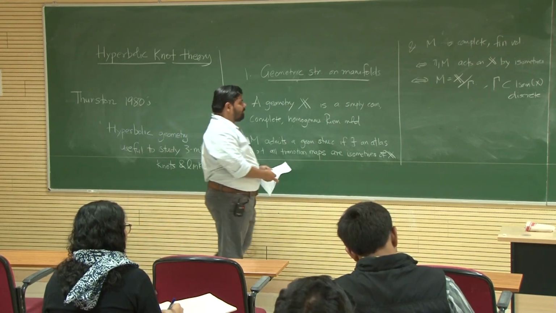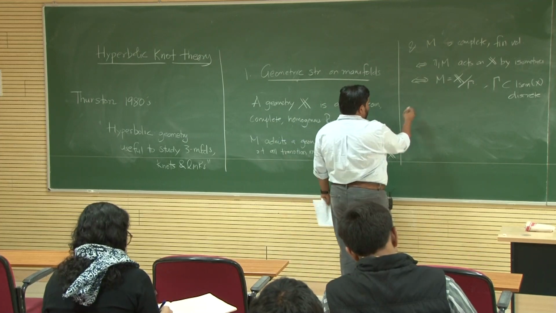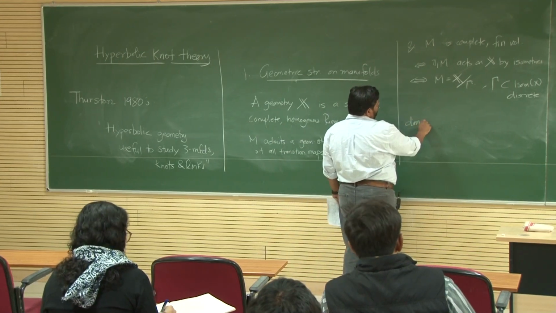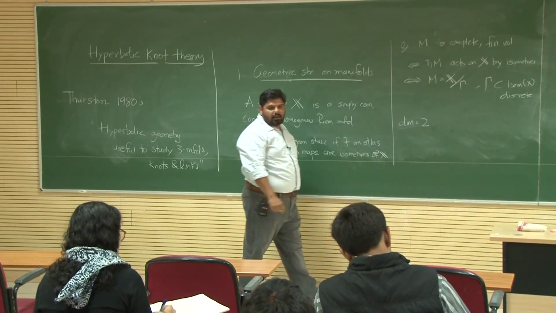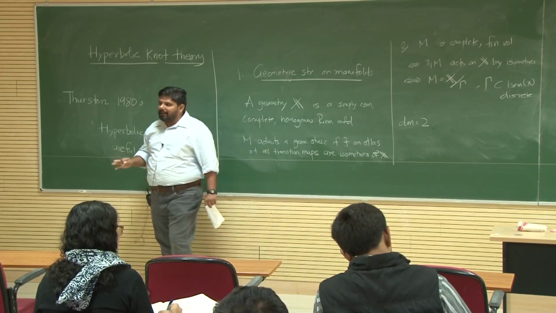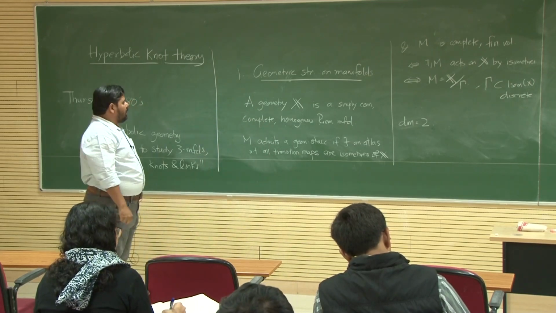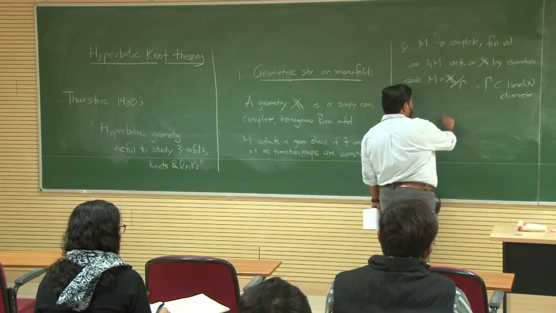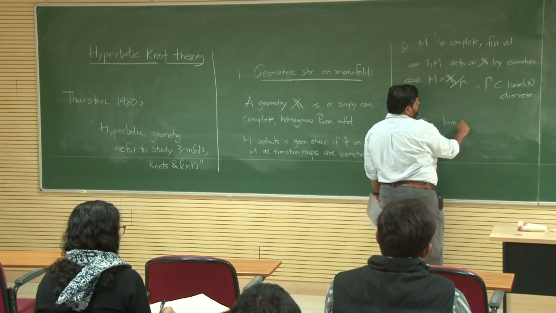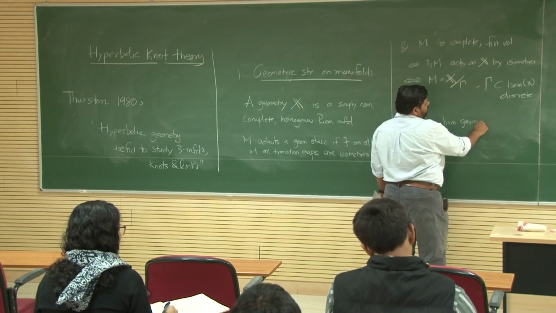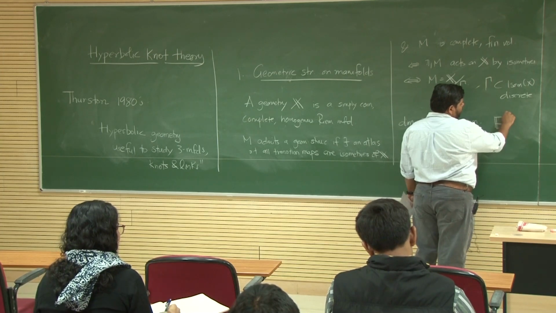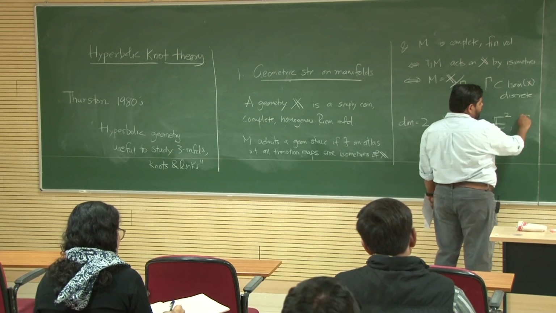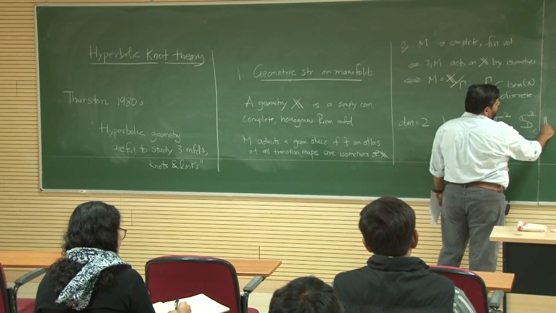So, I will just give an example, but what happens in dimension 2? Dimension 2 is the best case scenario. We completely understand what happens here. You have the homogeneous geometries, which are your classical geometries. The homogeneous geometries here are Euclidean geometry, spherical geometry, and hyperbolic geometry.